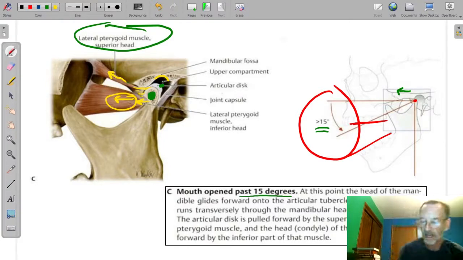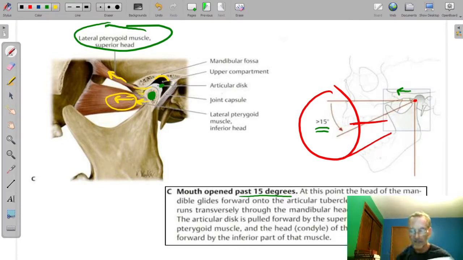And that's the last slide for the TMJ, and that's the last slide for this lecture. And what you need to do is to practice this. I will be asking you to describe this movement. So there's lots of time to practice it.